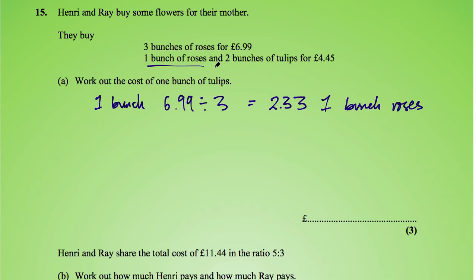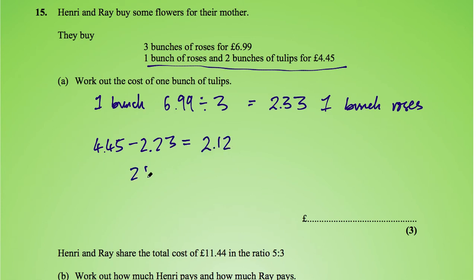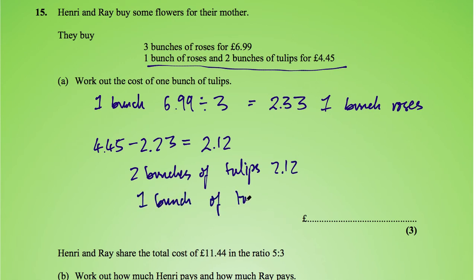That means that this cost we can take and work backwards. $4.45 minus the 1 bunch of roses is £2.12. So 2 bunches of tulips cost £2.12. And therefore 1 bunch of tulips is, when you divide that by 2, £1.06.